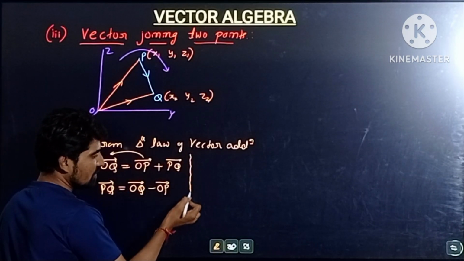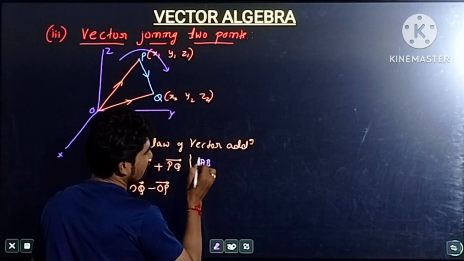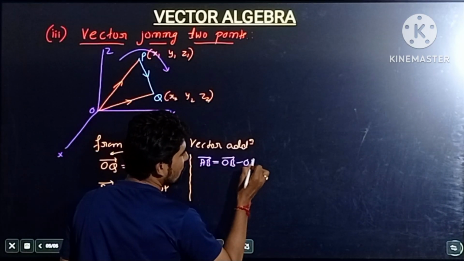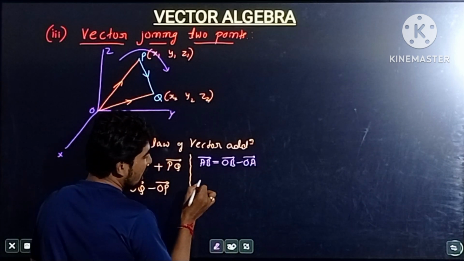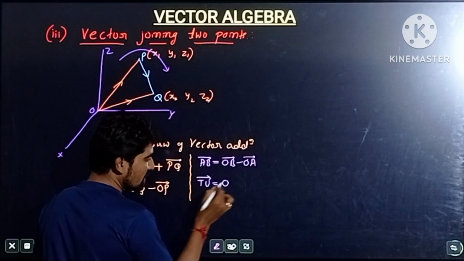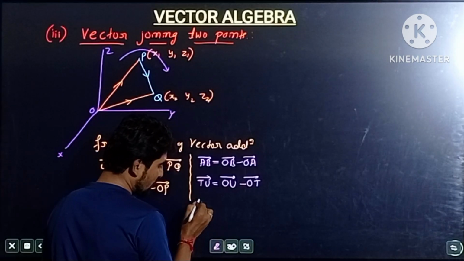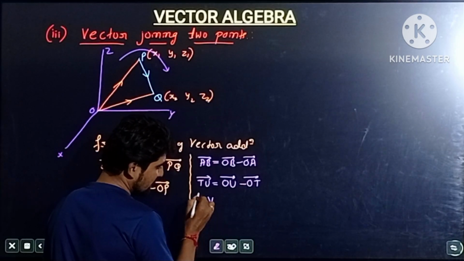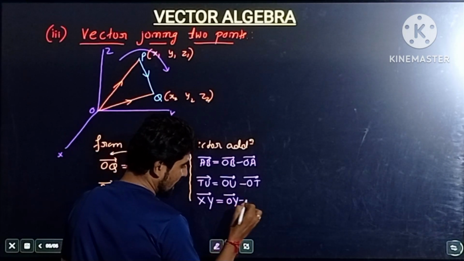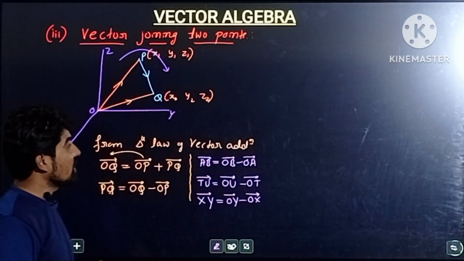Similarly, if you want to find the vector joining 2 points A and B, that is AB vector, AB vector is equal to OB vector minus OA vector. And similarly, TU vector joining the points T and U is equal to position vector of the terminal point, OU vector, minus OT vector. Similarly, if you want to find the vector joining 2 points X and Y, that is XY vector, which is equal to position vector of the terminal point Y minus position vector of the initial point X, that is OX vector. I hope all of you understood.